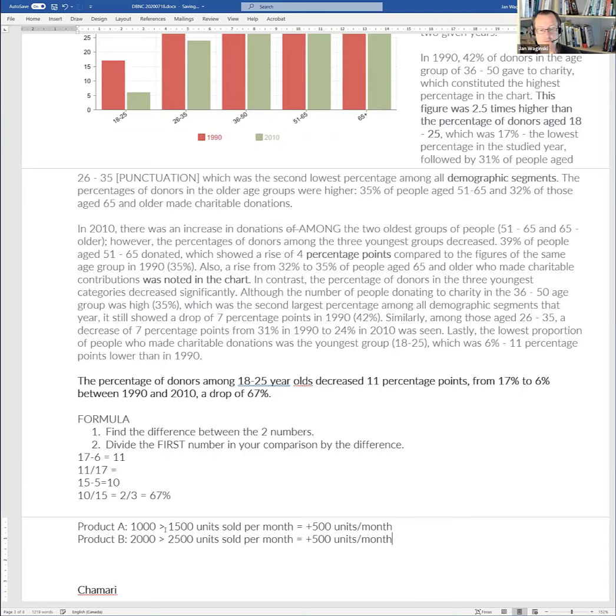So if you just say that both increased by 500 units per month, that's not really helpful, right? It doesn't tell us anything. Like, it tells us a little, but it's not useful for a comparison. So what is the percentage increase for product A? 50%. Yes. And what about for product B? 25%. So this one is becoming more popular at a faster rate than this one.